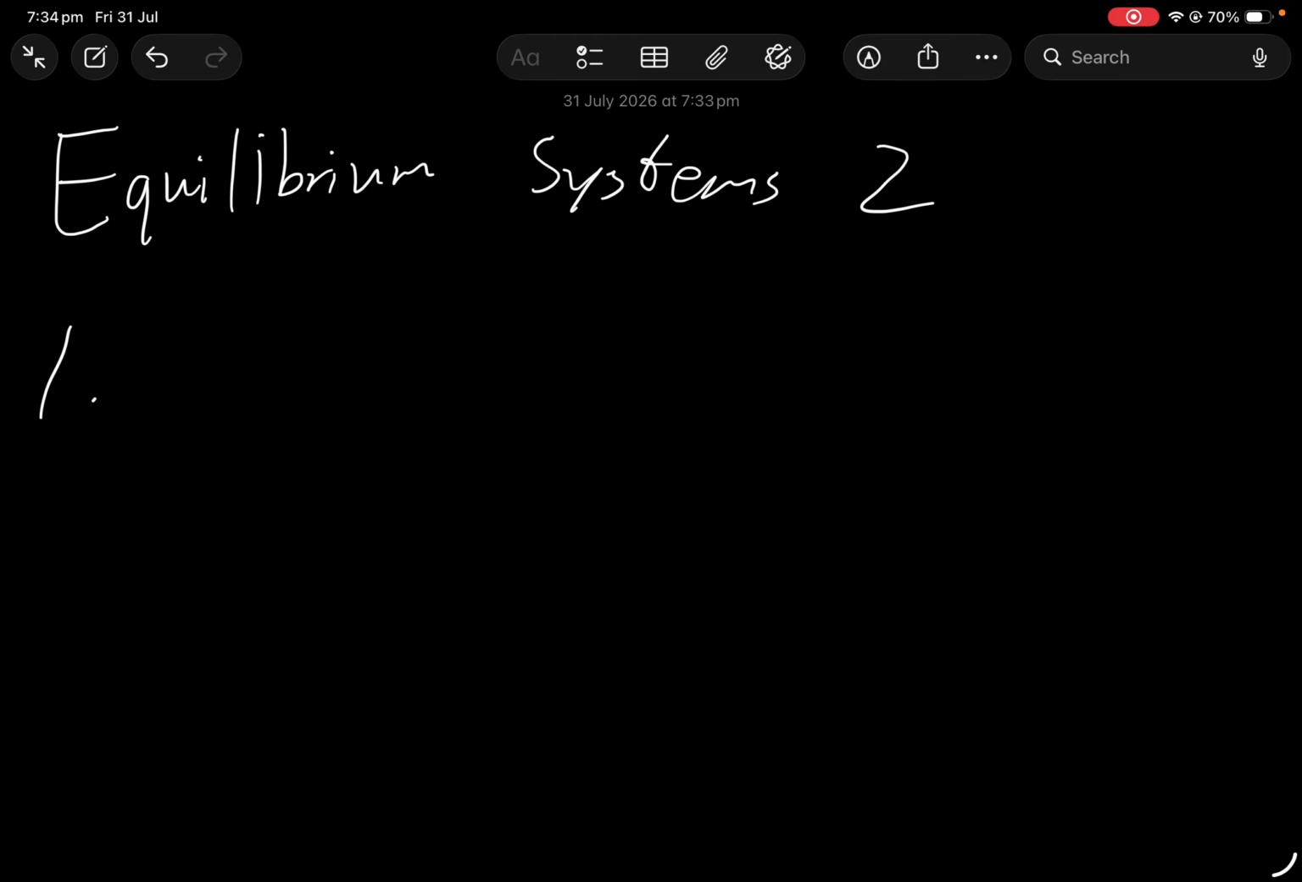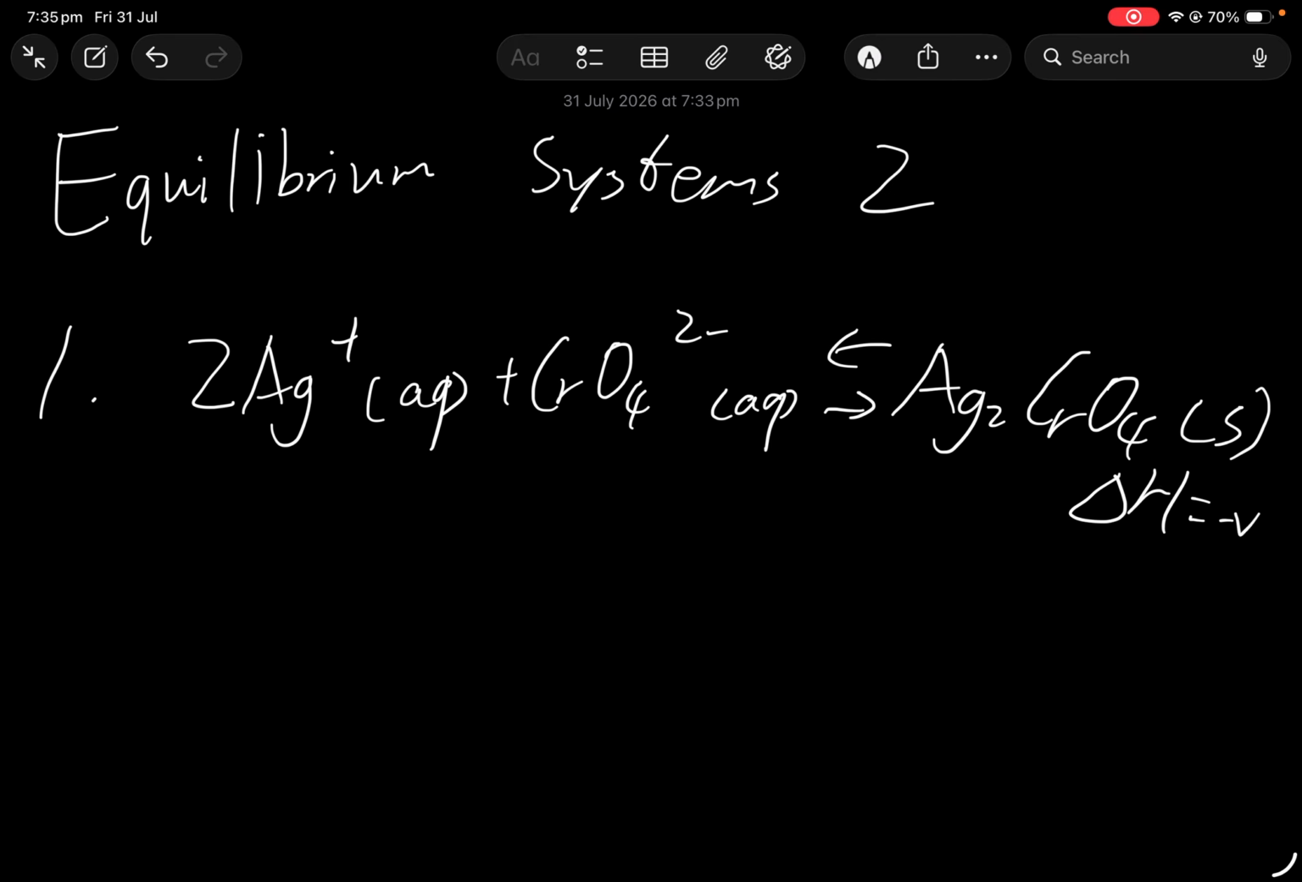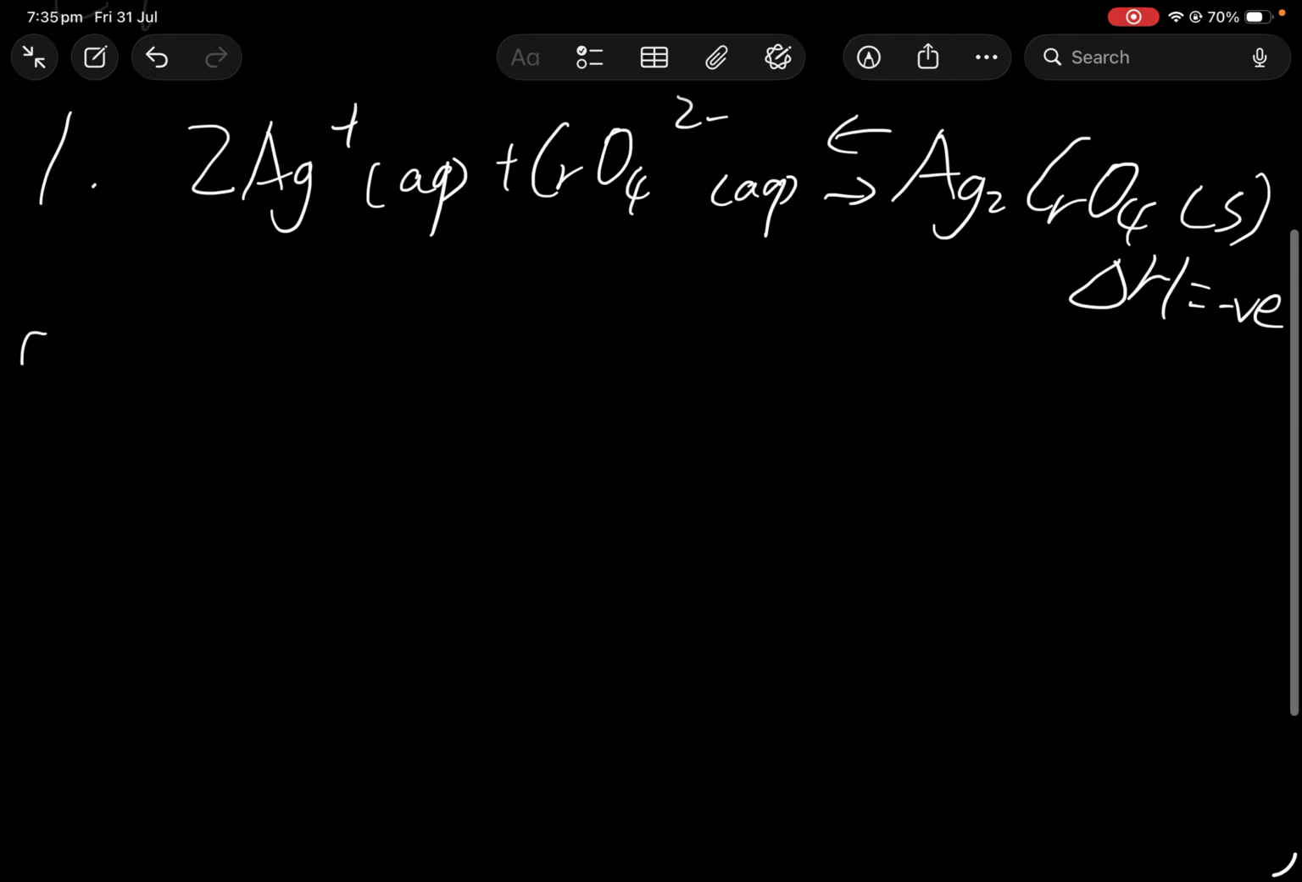Ag2CrO4 is a slightly soluble salt and forms a saturated solution. This can be represented by the following equation: 2Ag+ (aq) + CrO4 2- (aq) is in equilibrium with Ag2CrO4 (s), where the change of heat is negative. Part A, predict the initial effect on the rate of the following reaction when the equilibrium is re-established after the following changes have been applied.